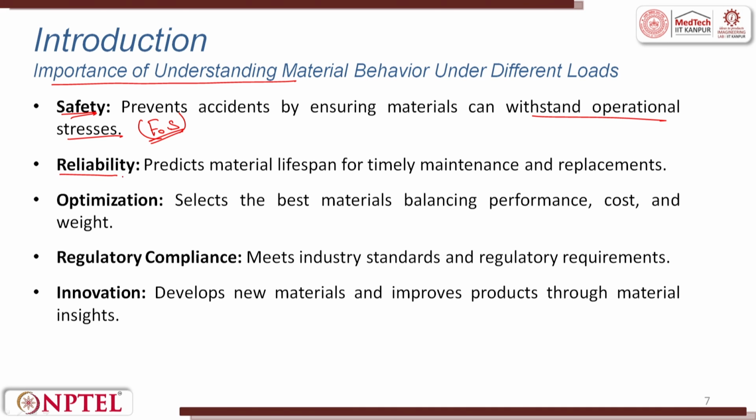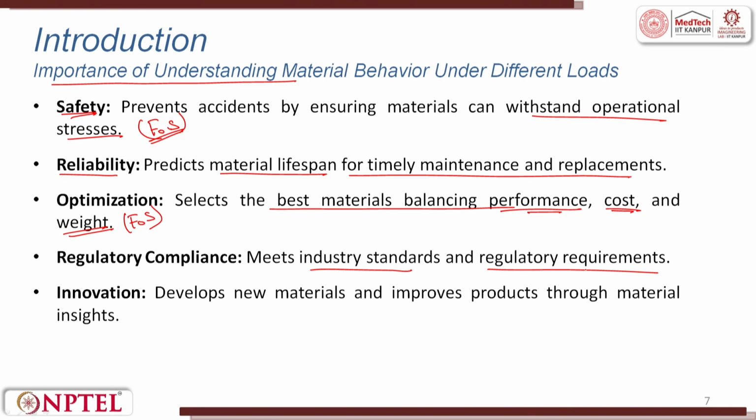Then comes reliability. It predicts material lifespan for timely maintenance and replacements. We are talking about material lifespan, which is why reliability is a major concern here. Optimization selects the best materials, balancing performance, cost and weight. These are the parameters I just mentioned: performance, the cost, which is the amount of material that we use, and the weight of the material. Factor of safety is also a factor here. Regulatory compliance meets industry standards and regulatory requirements. We will see the specimens used for different testing are always based upon a standard.